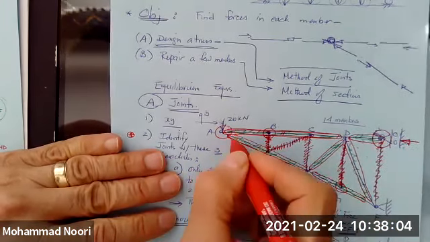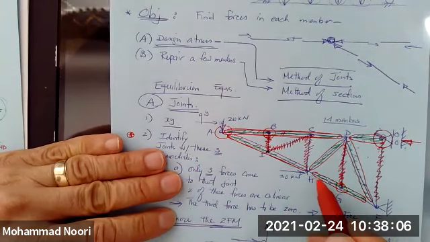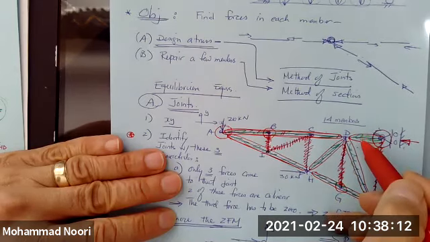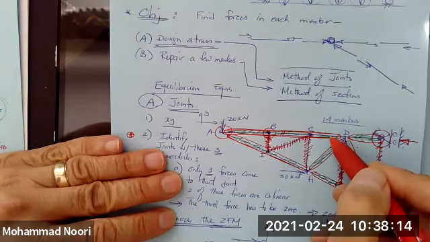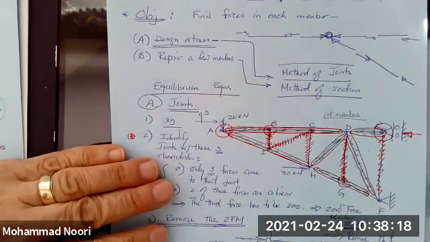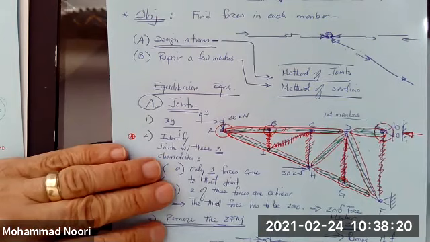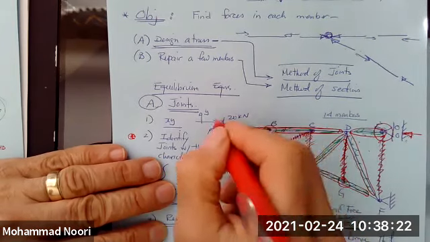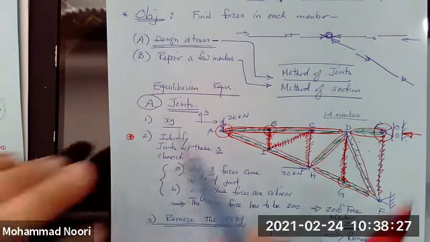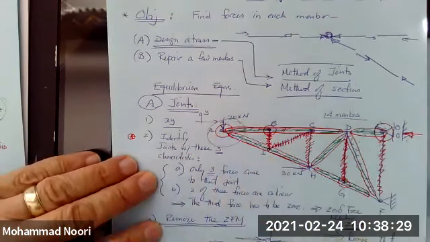Here, 1, 2 unknowns. Here, 1, 2, 3. Here, 1, 2, 3, 4. And here, 1, 2, 3, 4. So I will start with a joint with minimum number of unknowns, and that is this one. So I'm going to start with A.